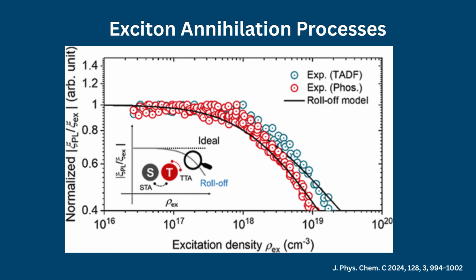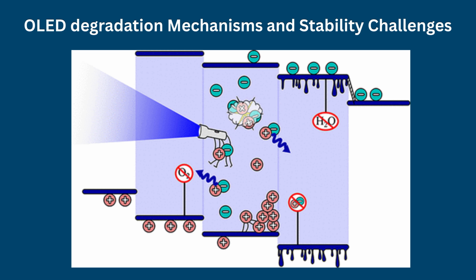Exciton management and charge balance. Optimizing recombination zone width and charge balance reduces exciton density, mitigating bimolecular quenching processes such as triplet-triplet annihilation, TTA, and exciton-polaron interactions. Degradation mechanisms and stability challenges.